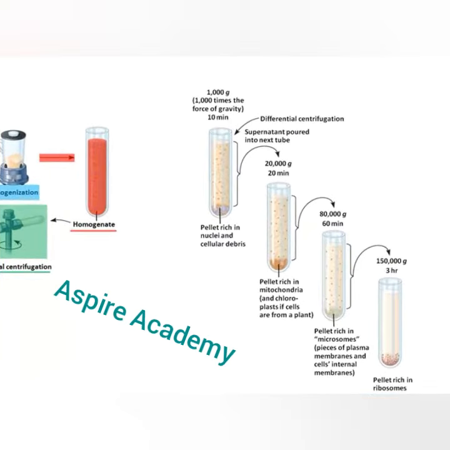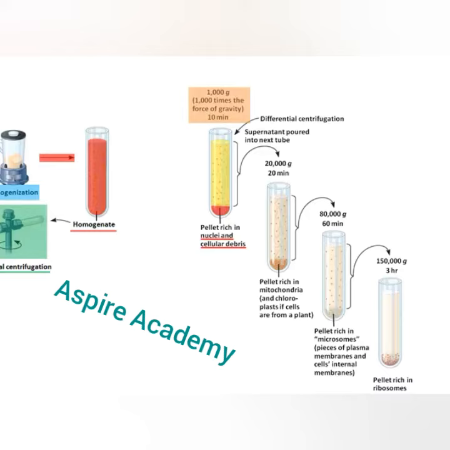For example, if we first spin the tube at something like 1,000 Gs, or 1,000 times the force of gravity, you'll get a pellet rich in nuclei and cell debris. But there'll still be a liquid portion above that pellet called the supernatant, and within that supernatant there'll be other parts of the cell that are smaller.